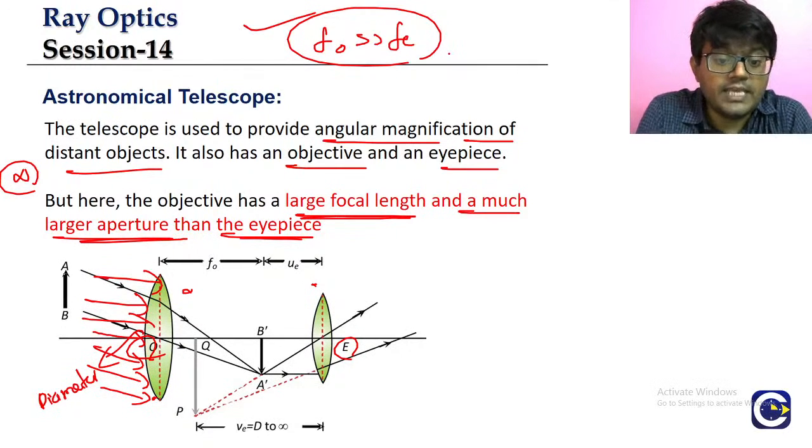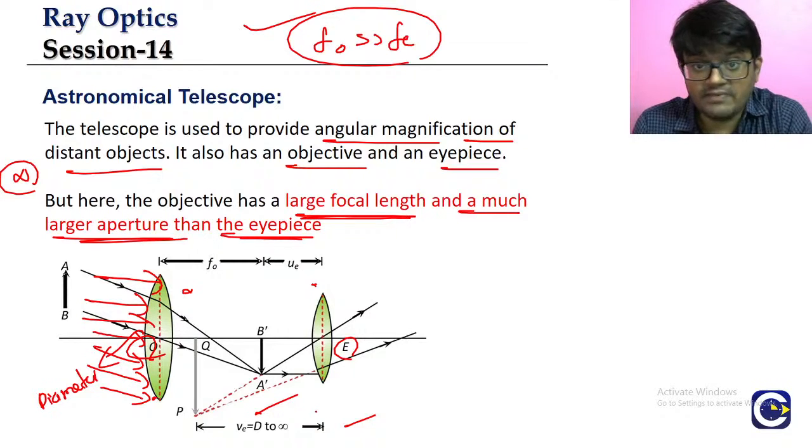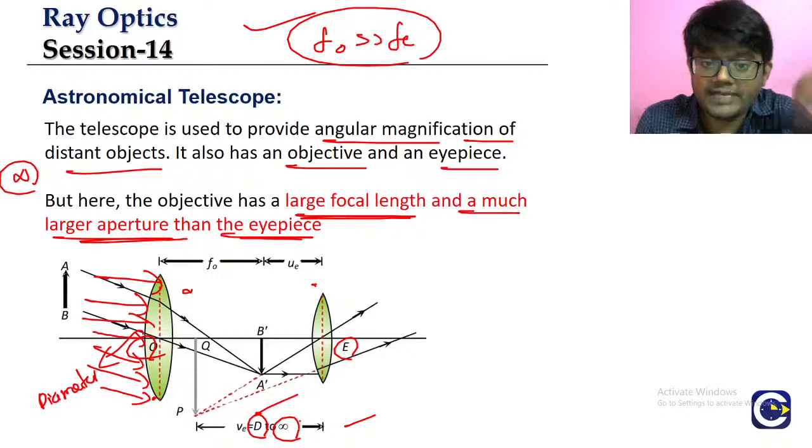So here the final image can be formed either at the near point D, just like the way we talked about in the compound microscope, or at infinity.